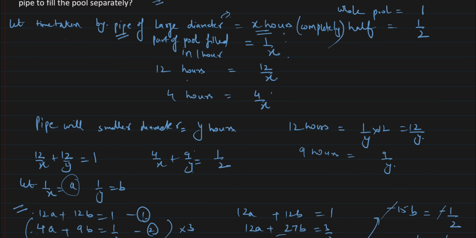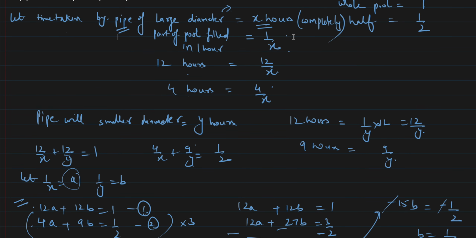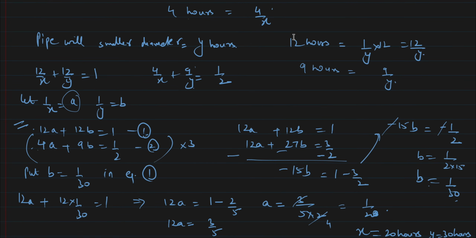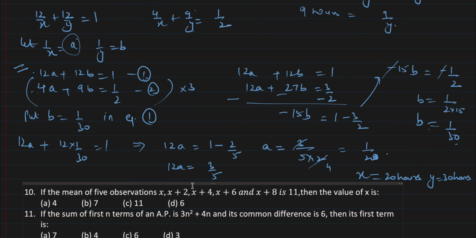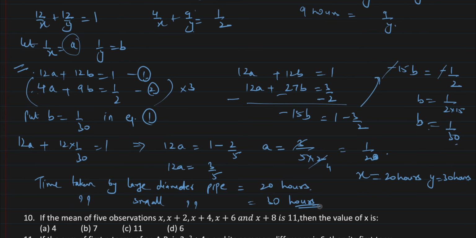The time taken by the pipe with larger diameter to fill the pool alone, that comes out to be 20 hours. And the other, as it is of smaller diameter, is taking 30 hours. So I hope it's clear. Do write the answer statement, because this is a 5-marker type question. So the time taken by the large diameter pipe is 20 hours, and the time taken by the smaller diameter pipe is 30 hours. I hope this is clear, students.